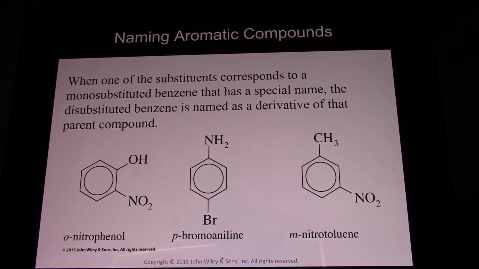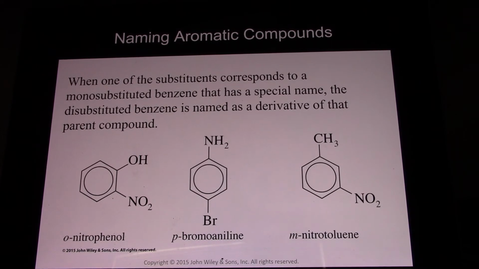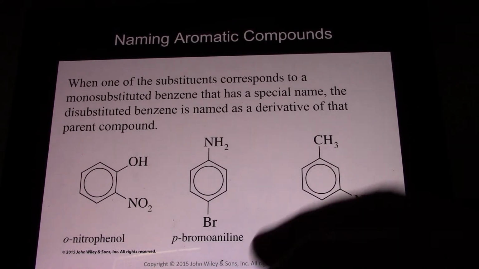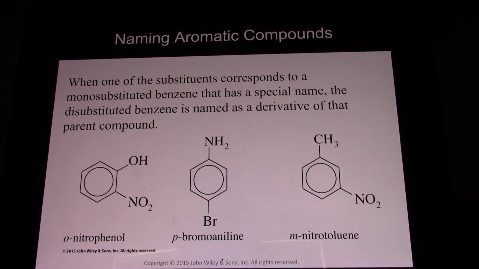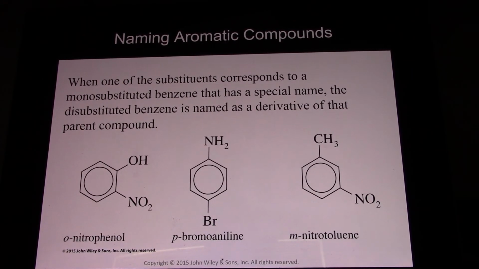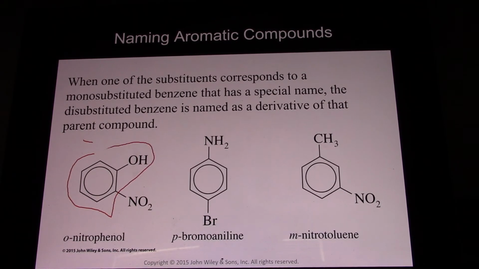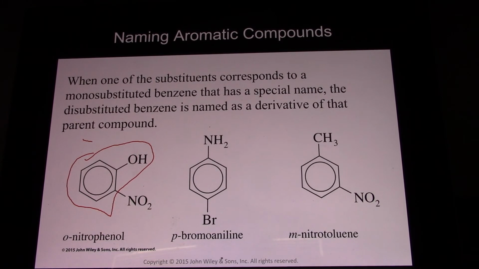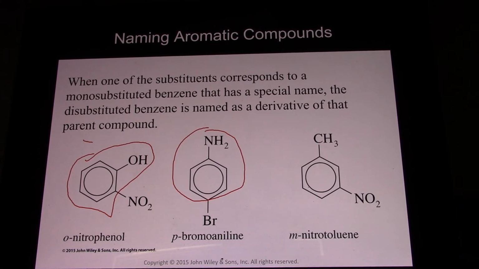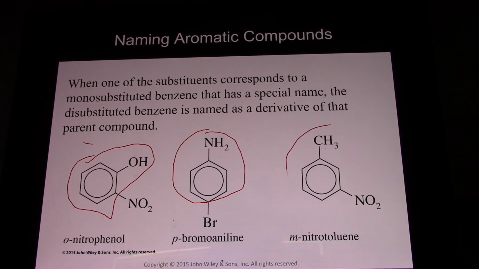When one of the substituents corresponds to a monosubstituted benzene that has a special name, the disubstituted benzene is named as a derivative of that parent compound. So this is ortho-nitrophenol. You're not naming it as ortho-hydroxynitrobenzene. Here is para-bromoaniline. The one that gives it the special name is the reference point. Phenol had a special name, so this is ortho-nitrophenol. Aniline had a special name, so it's para-bromoaniline. Methylbenzene was toluene, so again the nitro group is meta to the methyl: meta-nitrotoluene.